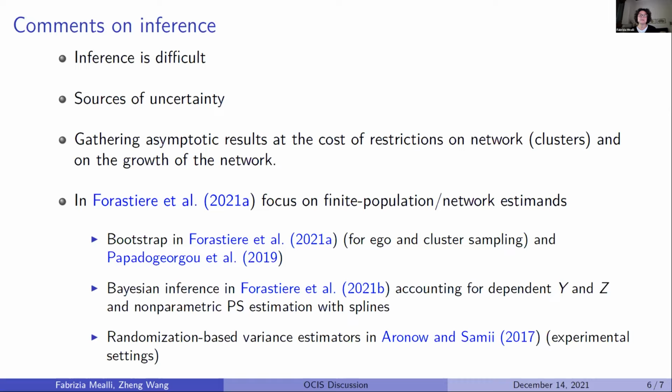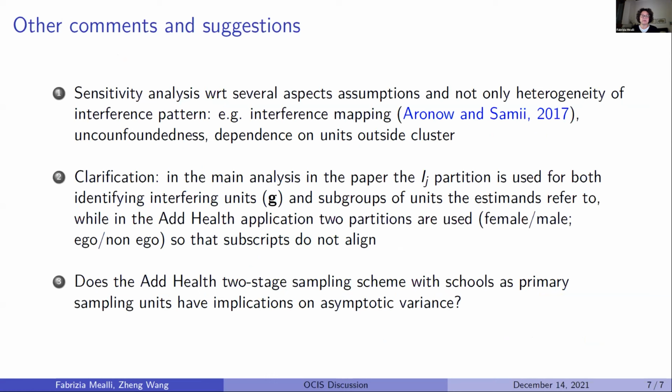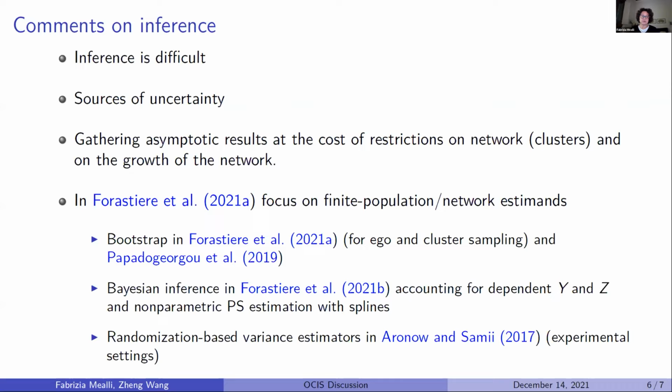And in a recent paper, also with Laura, Edo, and Albert Wu, that is forthcoming in the Journal of Machine Learning Research, we develop a Bayesian approach to inference on this finite network estimand, both for direct and spillover effects, that allows us to account for dependent Y's and Z's. So maybe this is something you may want to consider, contrasting your way of estimating the variance with these resampling procedures or Bayesian procedures to derive the posterior distribution or posterior variance around these estimands.